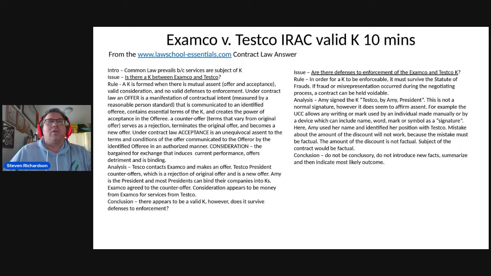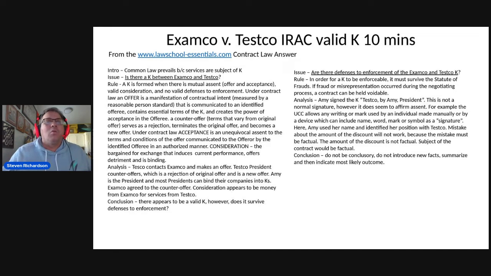So first thing, always on a contracts question, which law governs? Is it common law or UCC? UCC is goods. We're not dealing with goods. So we're dealing with the common law because there are different definitions, different rules of law. Okay, is there a contract between Examco and Tesco?